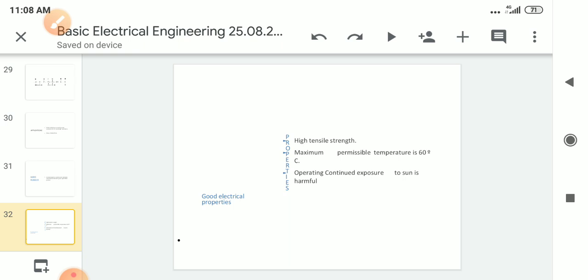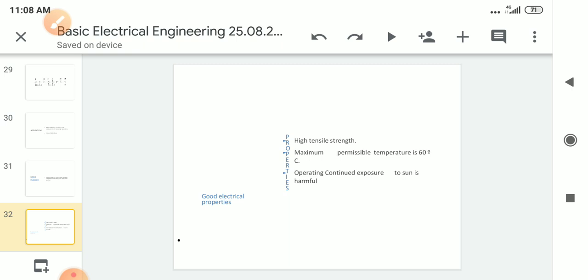It has good electrical properties. Let's see what the properties are. First one is high tensile strength, and the maximum temperature permissible is 60 degrees centigrade. Continued exposure to sun is harmful. If it is continuously exposed to sun, then due to temperature it may sag in nature.